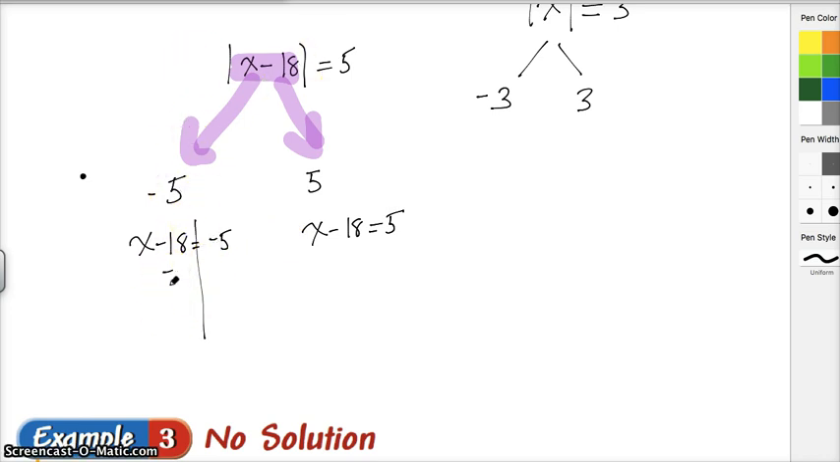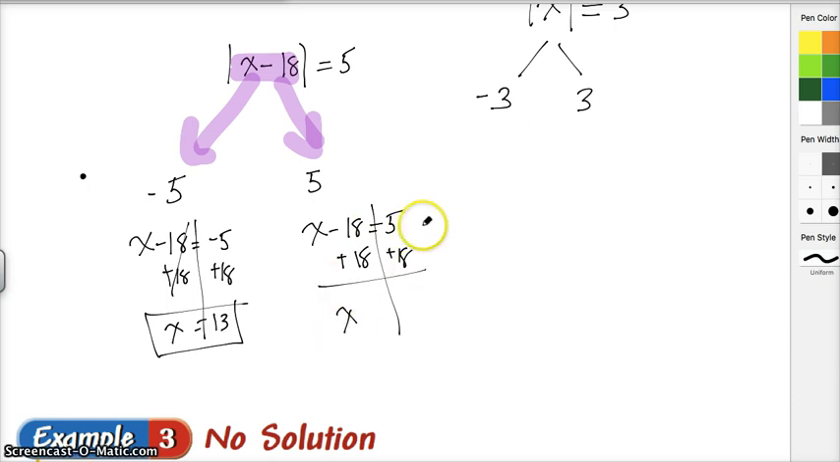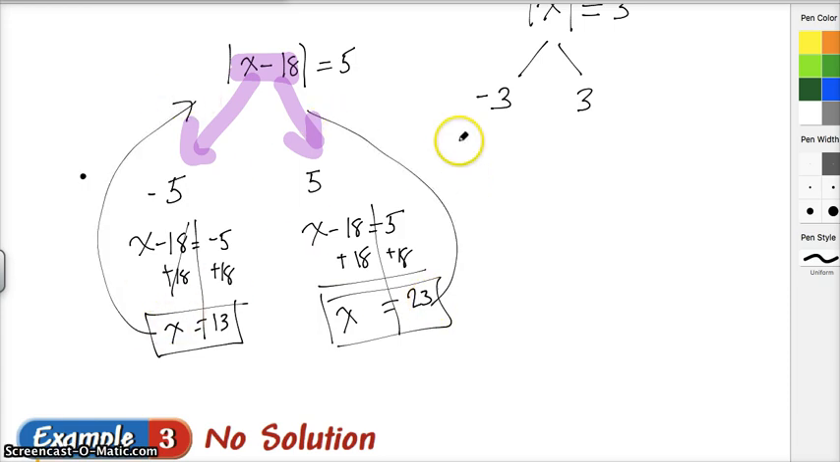I'm going to solve both of these and get answers for this absolute value equation. Adding 18 to both sides, these cancel out, and I get that x is equal to 13 here. And over here, adding a positive 18 to both sides gives me that x equals 23 is another solution. When I plug these solutions back into the equation, I see that they both work out fine. So x is the set of values 13 and 23. That's the solution set for this equation.